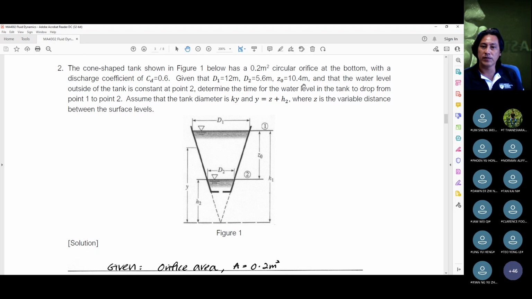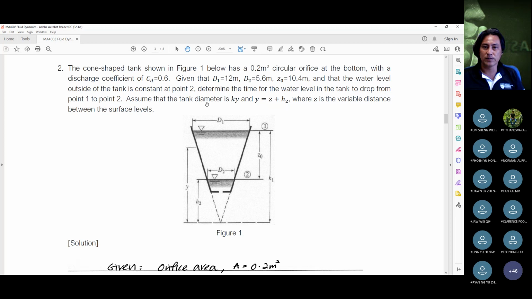Z0 is 10.4 meters. What's Z0? Z0 is the difference between this. Basically, Z0 will be the height by which the water level has fallen. And the water level outside of the tank is constant at 0.2. Where's 0.2? Over here. Determine the time for the water level in the tank to drop from 0.1 to 0.2. So it's very similar, isn't it, to question 1? Chances are we have to come up with some equations.